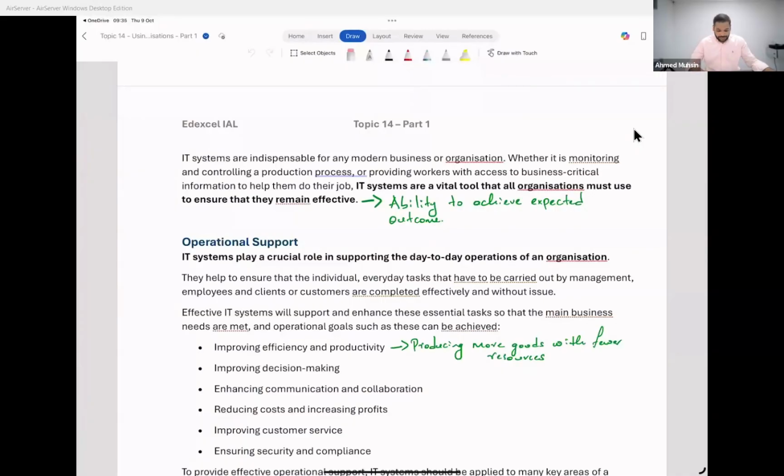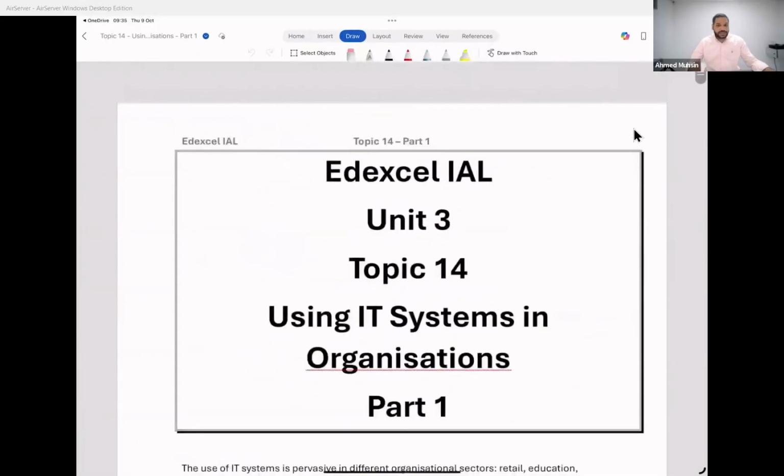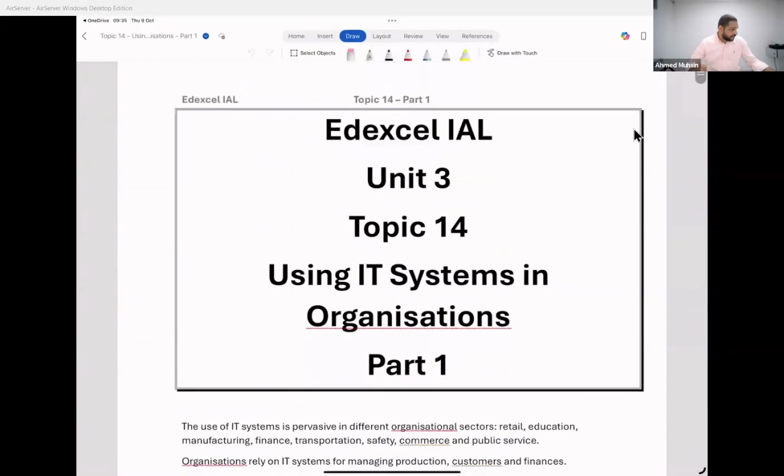Right, everybody, girls, boys, all of y'all, let's continue from where we are. We are right now in topic number 14. We just started part 1. We didn't talk a lot about it. Do you all remember the name of topic 14? Using IT in organizations, isn't it? Using IT systems in organizations.